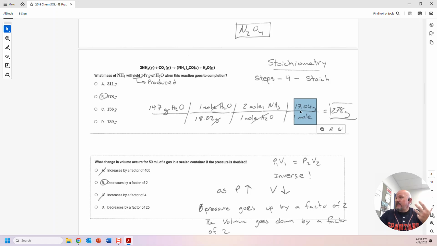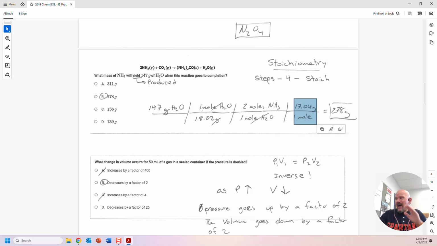And that's where we get the 17.04, right? Nitrogen's 14.01, and then 3 hydrogens would be 3.03. We add those up, we get 17.04, right? So this would be our dimensional analysis. This would be the work we need to do. Remember, you've got your scrap paper, so you can do that work, okay?